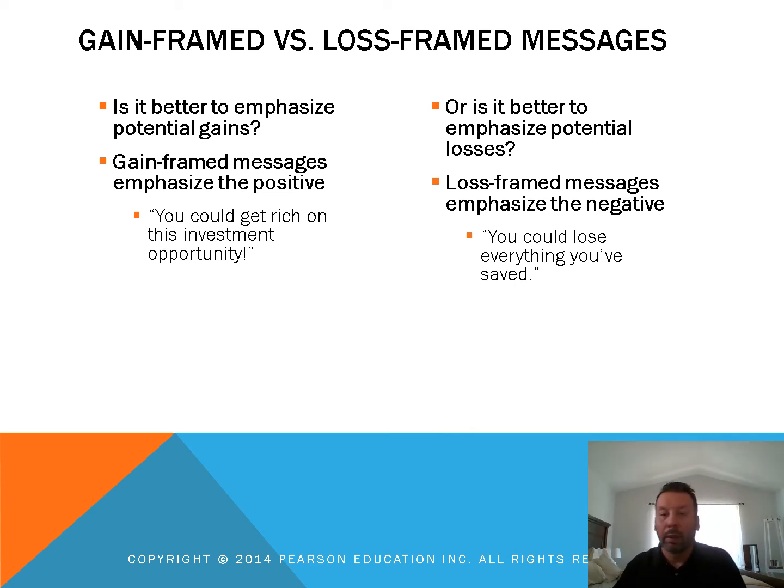All right. So is it better to emphasize potential gains? Gain frame messages emphasize the positive results. You could get rich on the investment opportunity, right? This is what you could do. Ooh, it's exciting. You should do this because this is what you can get. Or is it better to emphasize the potential losses? Loss frame messages emphasize the negative, right? You could lose everything that you've saved. You shouldn't do it because you'll lose everything, versus the gain. It's like, oh, you should do it because you'll be better, right?